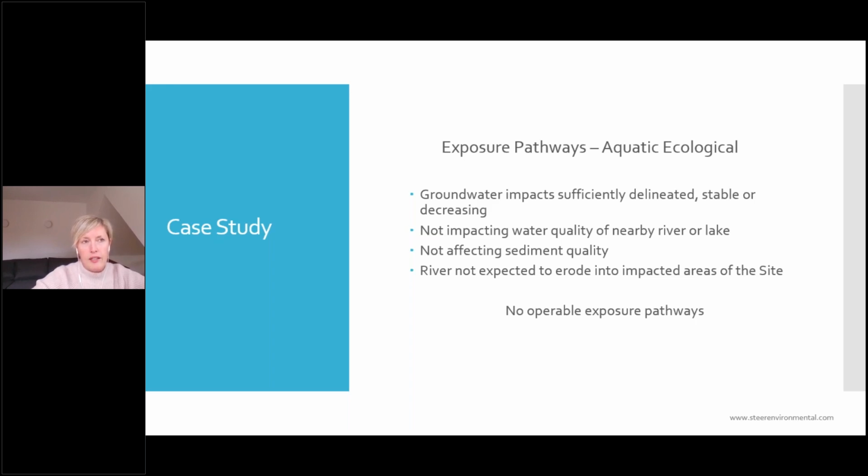We also took a look at it and modeled and determined that the river was not expected to erode into the impacted areas of the site. Therefore, we were able to conclude that there were no operable exposure pathways for aquatic life for the current or future uses of the site.